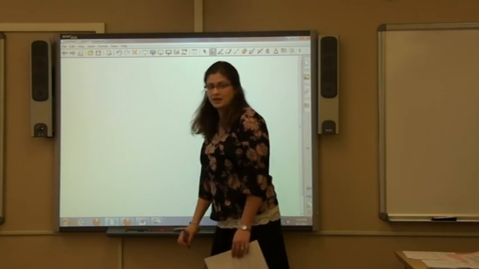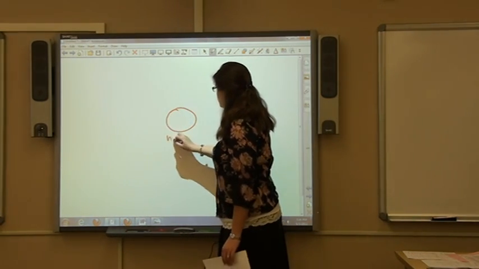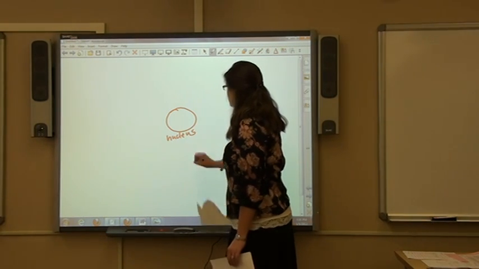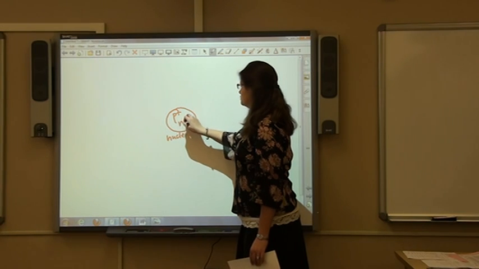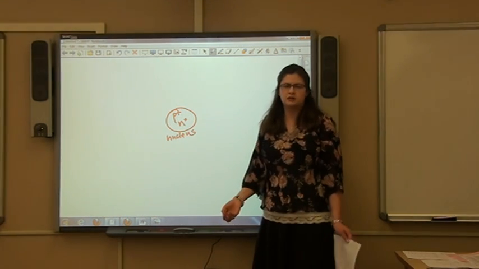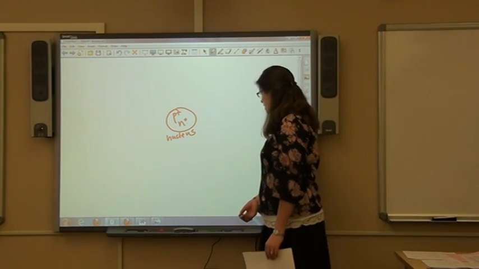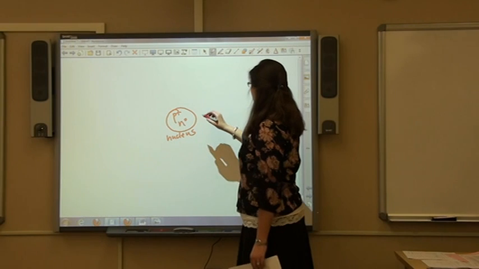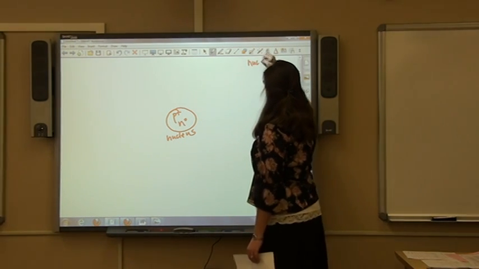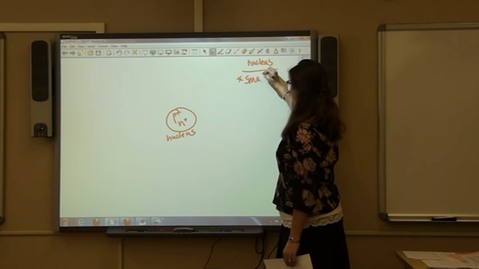Okay, so this is what an atom actually looks like. You have the nucleus here, and inside the nucleus are protons and neutrons, and the number of each is dependent on each individual atom of every element. The nucleus is very small, but it accounts for... it's small in size.